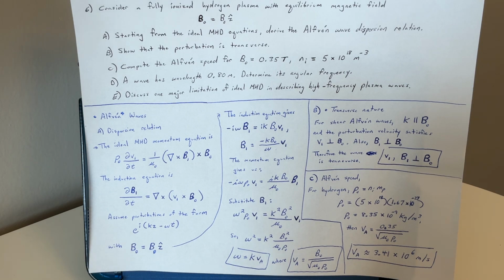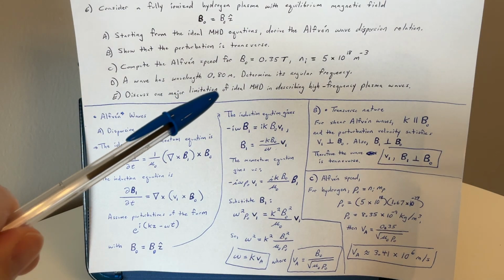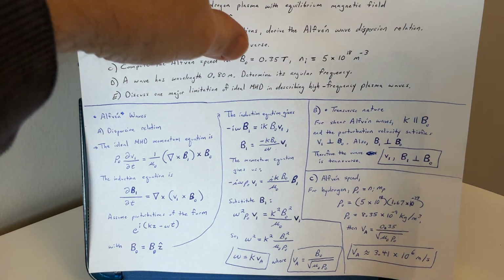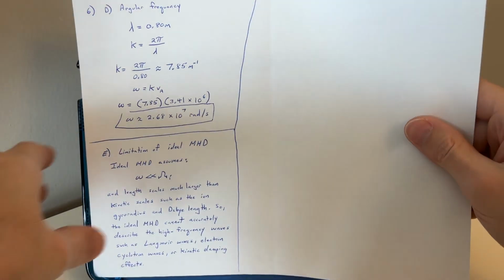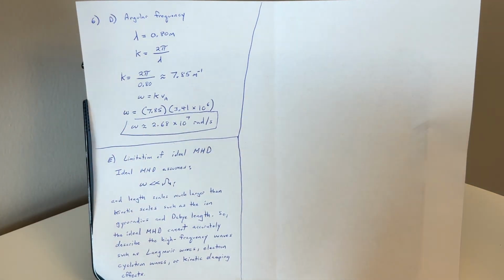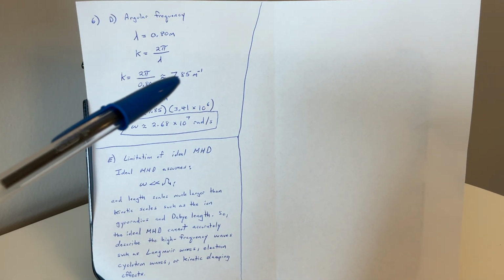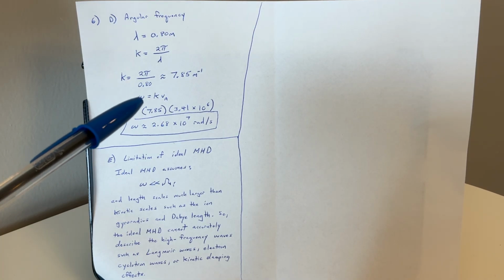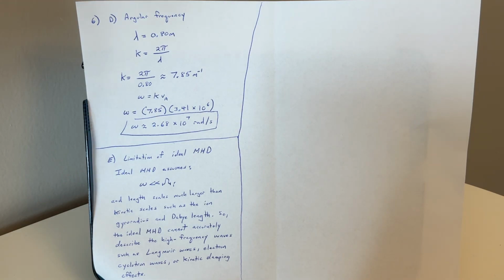Okay, now we have letters D and E. So letter D, let's just read it here. A wave has wavelength 0.80 meters. Determine its angular frequency. Our lambda is 0.80 meters, and our k value is 2 pi over lambda. So we're just going to take 2 pi divided by 0.80. That's going to be 7.85 m negative 1, and our omega is k V sub A.